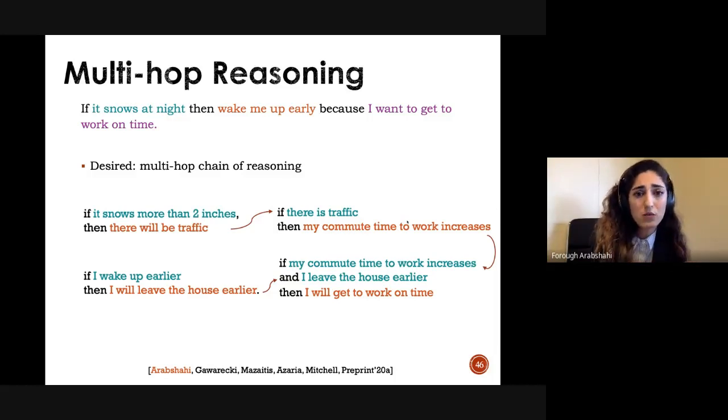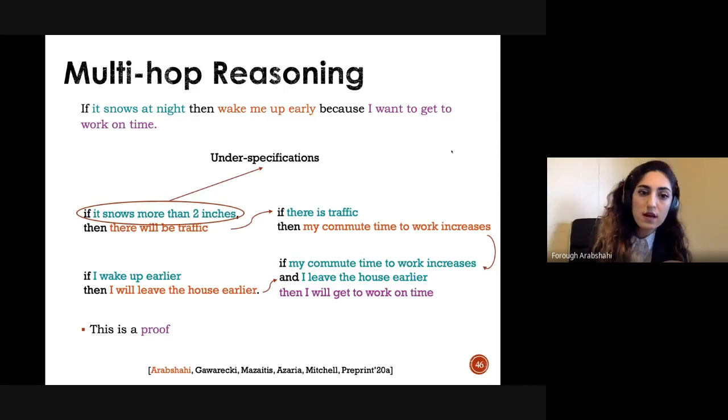And from now on, I will refer to this as a proof for the input user's goal. So this is a proof for getting to work on time. And the reason why I want to extract this chain of reasoning is that the user's underspecified intents will appear in the proof trace if you're able to extract it. So for example, here, the user didn't mention anything about the amount of precipitation, but it pops out in the proof trace.